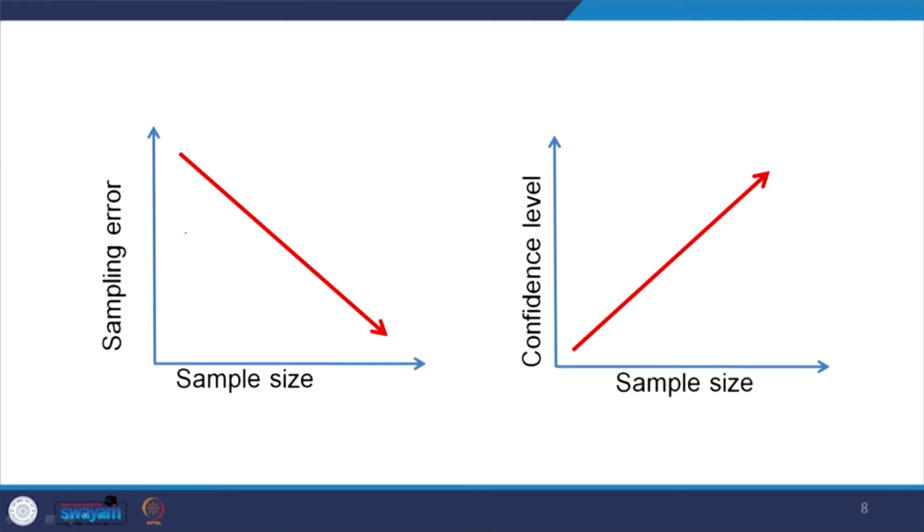Now, in this slide we are discussing that when your sample size increases, the sampling error in the sampling design is going to be lesser. So, it is negatively related. Similarly, when the sample size increases, your confidence level is expected to be higher. Okay, we will discuss further examples regarding sample size in this particular lecture.